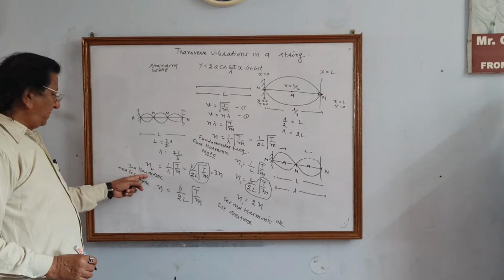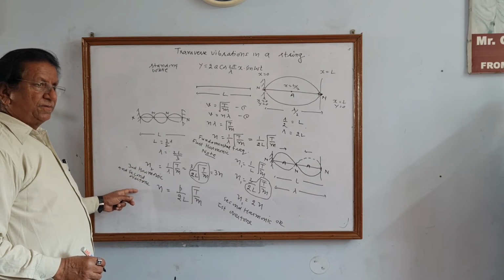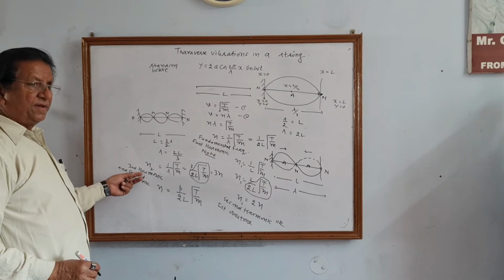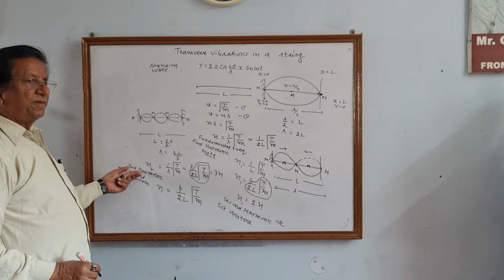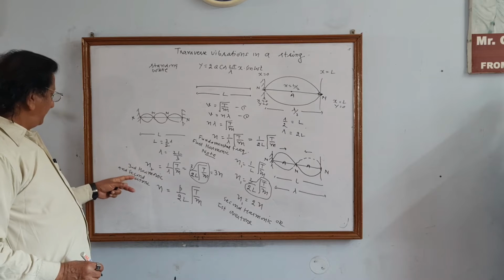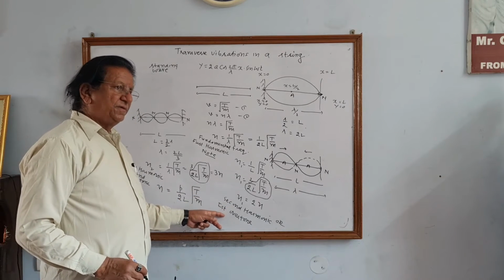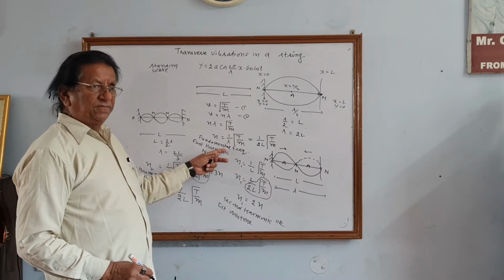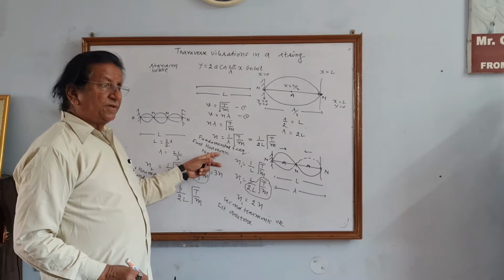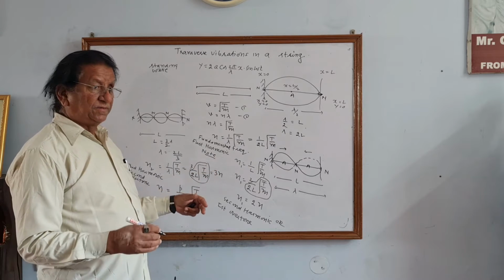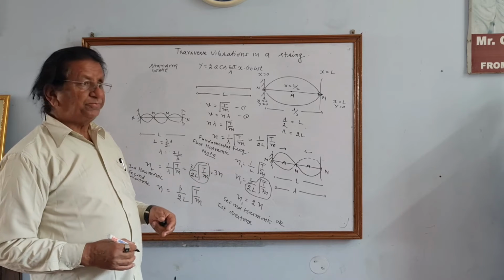Third harmonic and second overtone means the number of the overtone is one less than the number of the harmonic. Third harmonic, second overtone. Second harmonic, first overtone. And this is the fundamental frequency. This is the first harmonic. This is the fundamental note. Minimum frequency with which the string can be made to oscillate.